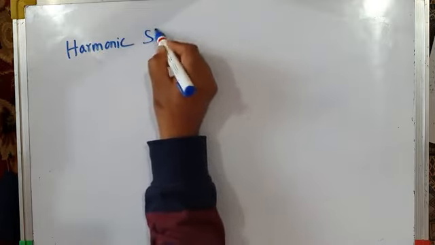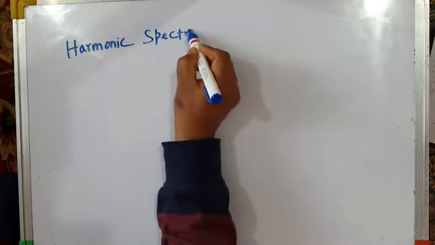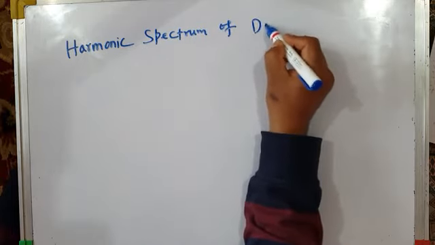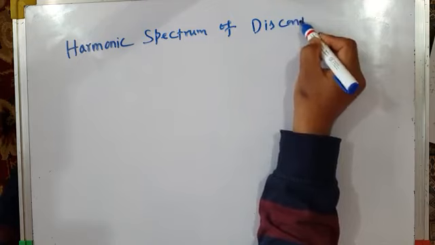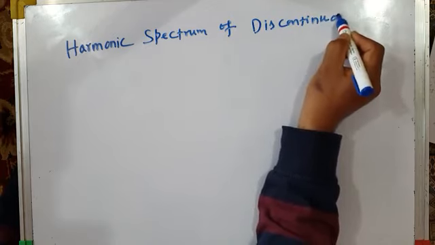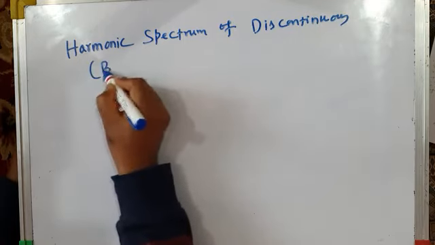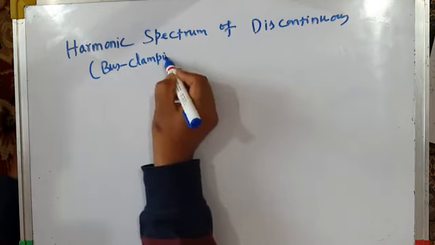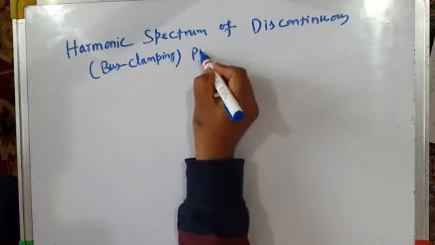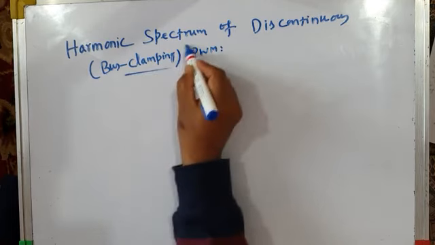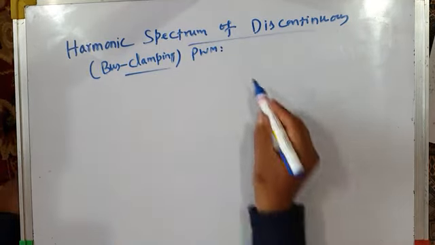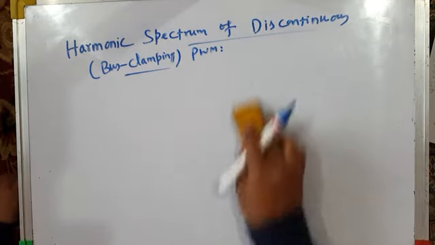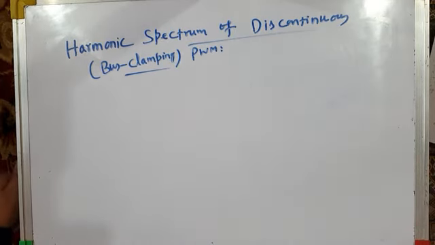Harmonic spectrum of discontinuous PWM. Discontinuous, which is also called bus clamping PWM. So it is something like this. Let me draw it from here.